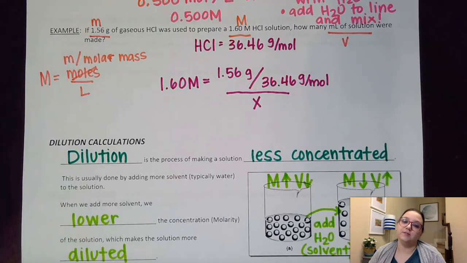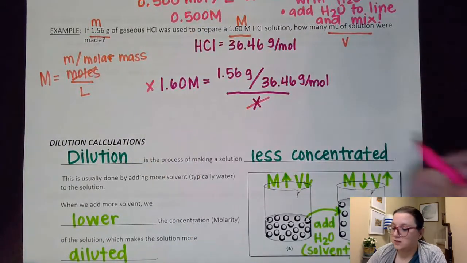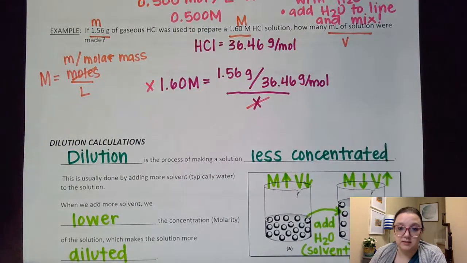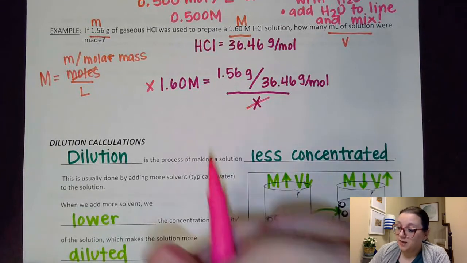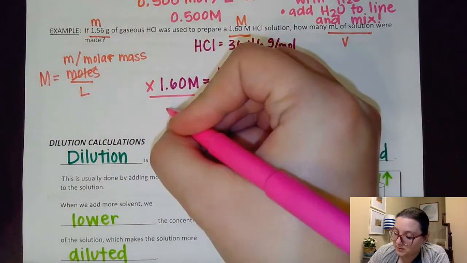So one of the very first things I would want to do is get that out of the denominator. That's a really bad place for it. To bring it up to the top, I'm going to multiply the other side by X. So multiplying both sides by X would cancel it out on this original side over here. Now to get X by itself, I would want to divide both sides by the 1.60 molarity.